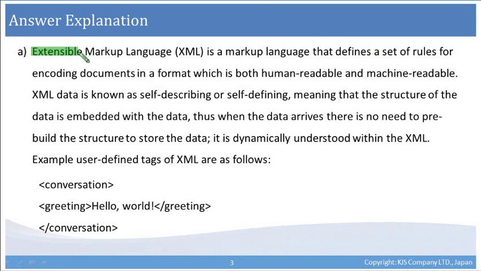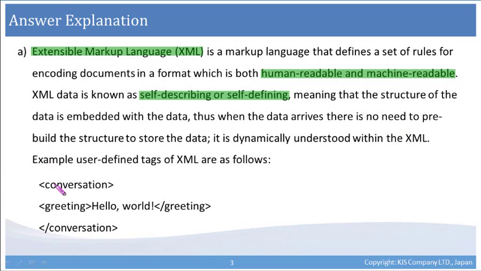Extensible Markup Language, or XML, is a markup language that defines a set of rules for encoding documents in a format which is both human-readable and machine-readable. XML data is known as self-describing or self-defining, meaning that the structure of the data is embedded with the data. Thus, when the data arrives, there is no need to pre-build the structure to store the data. It is dynamically understood within the XML.